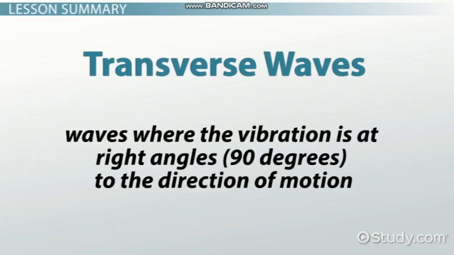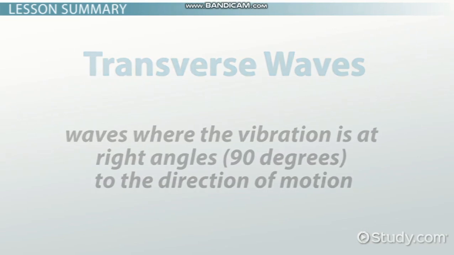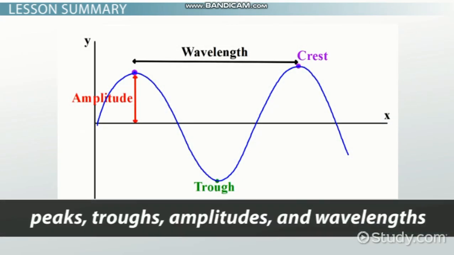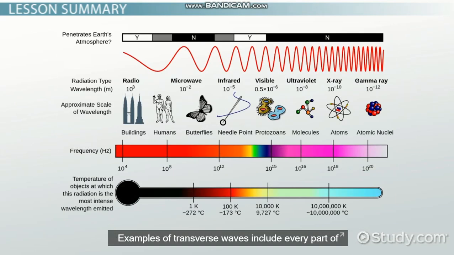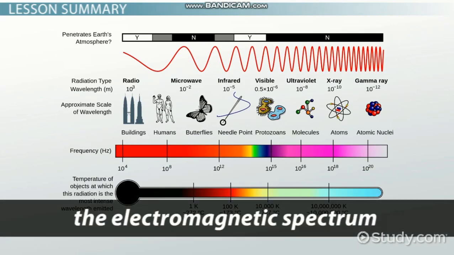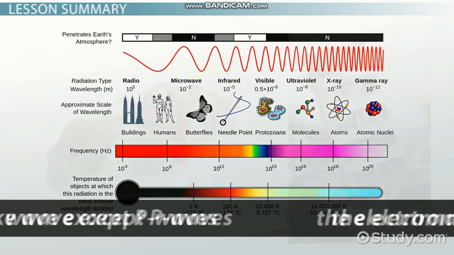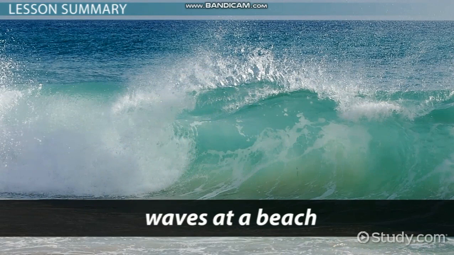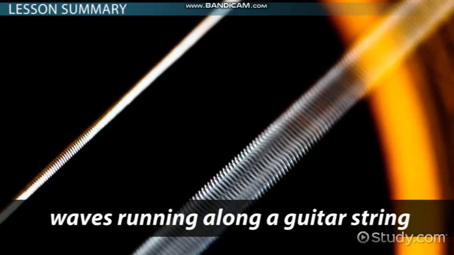Transverse waves are waves where the vibration is at right angles, 90 degrees, to the direction of motion. On such a wave, we can label lots of features including peaks, troughs, amplitudes, and wavelengths. Examples of transverse waves include every part of the electromagnetic spectrum, every earthquake wave except P waves, the waves at a beach, and the waves running along a guitar string.